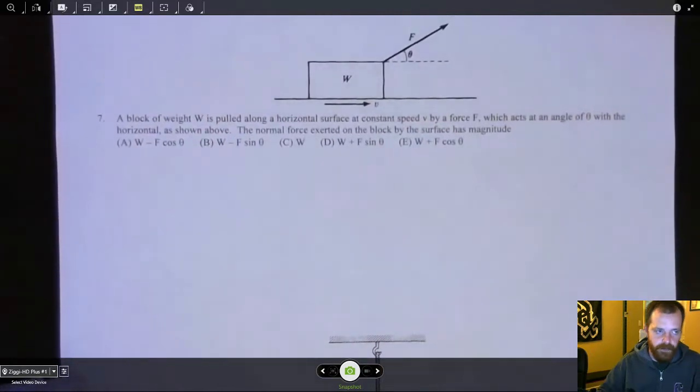Look at the next one here. 7. A block of weight W is pulled along a horizontal surface at a constant speed v by force F, which acts at an angle theta with the horizontal as shown above. The normal force exerted on the block by the surface has a magnitude of what?